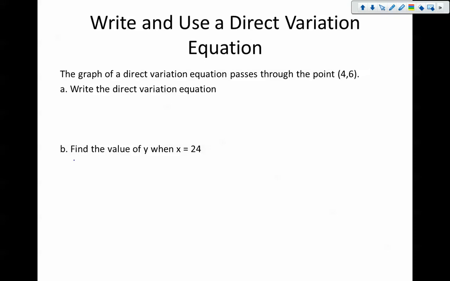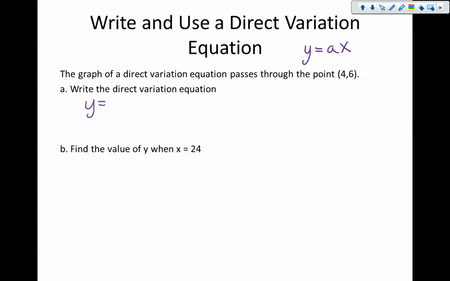So, how are we going to write and use a direct variation equation? The graph of a direct variation equation passes through the point 4, 6. It wants us to write the direct variation equation. So remember, a direct variation equation is y equals ax. It has no b value.